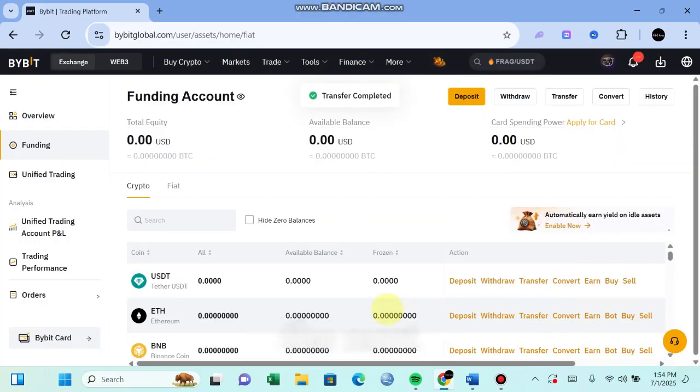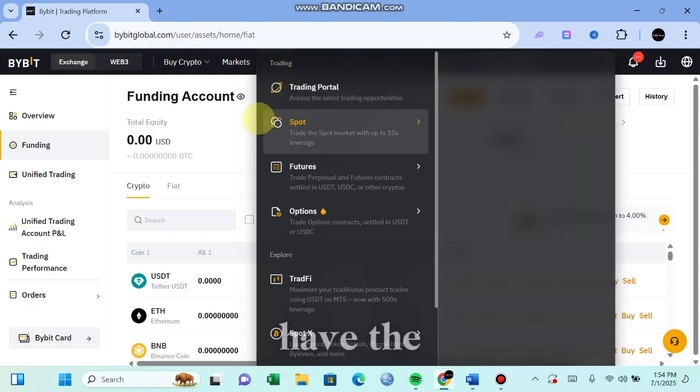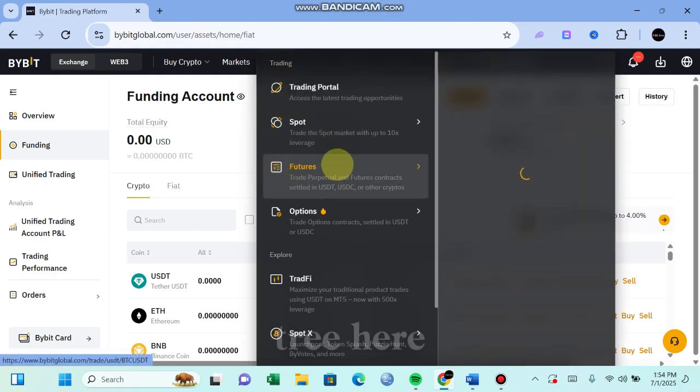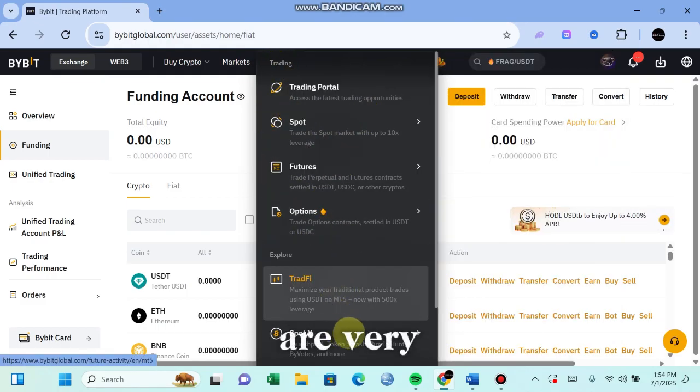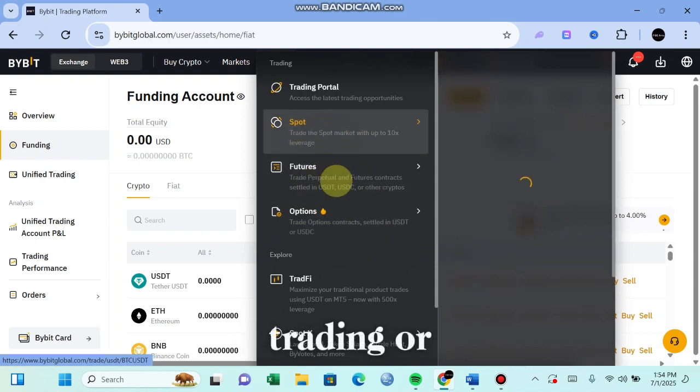Once I've done that, the next step is for you to come to this place and say trade. You can see we have spot trading and we have futures trading. These other ones are very much advanced. TradFi is like you trading forex on Bybit. This is a new feature that Bybit added. But we're talking about crypto trading, right? So we're talking about either spot trading or futures trading.